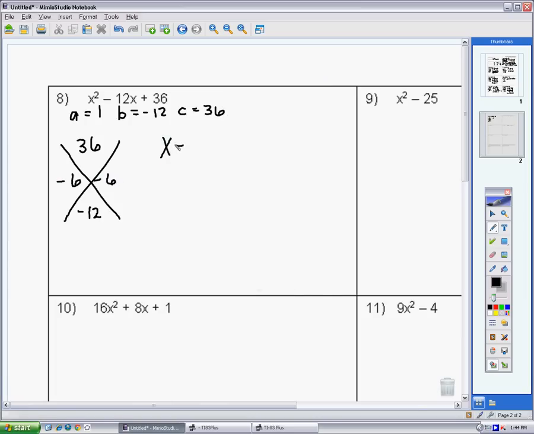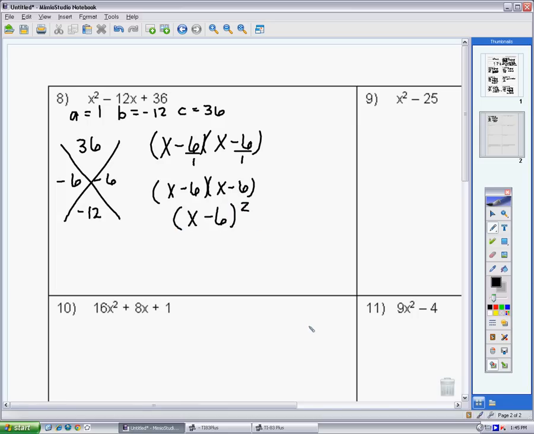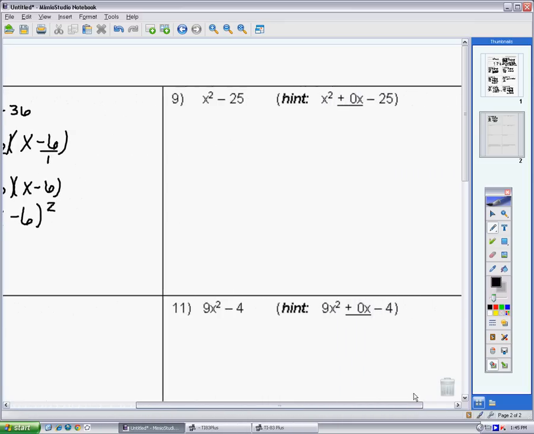So I have x minus 6 times x minus 6, and I'm going to divide by my leading coefficient, which is going to be 1. And I have x minus 6 times x minus 6. And when I have the same factor twice, we do write it as a square, simplifying it, x minus 6 squared. Number 9.